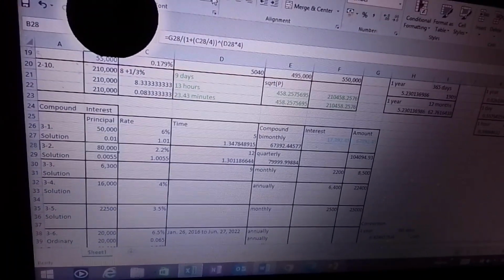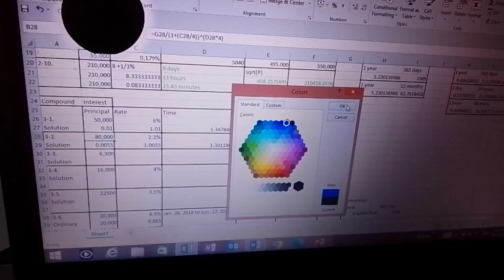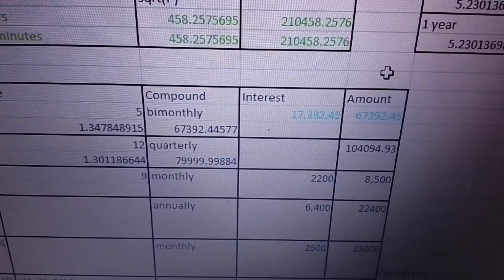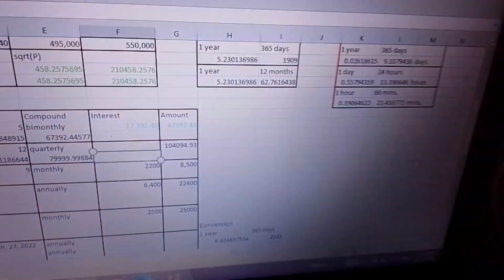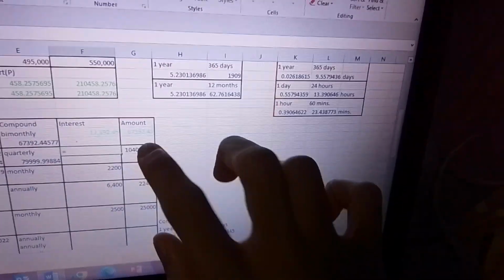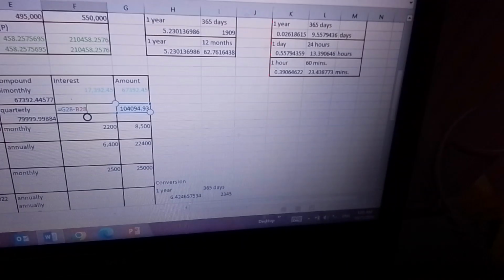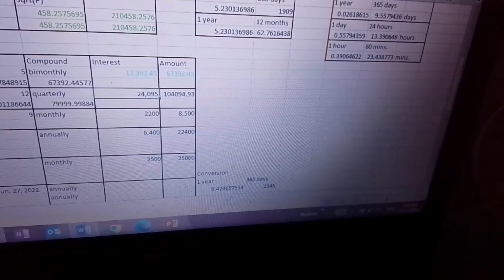That's the value of the principal, 80,000. Like I said, 80,000 is your principal. You just have to round off the 79,999. And then to get the interest, you already know the formula. It's always the amount minus the principal. With that, you should get 24,095 pesos.